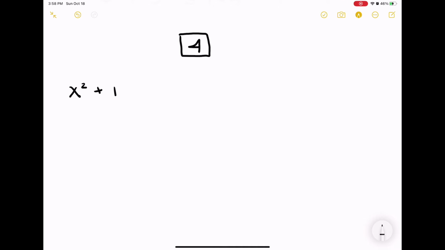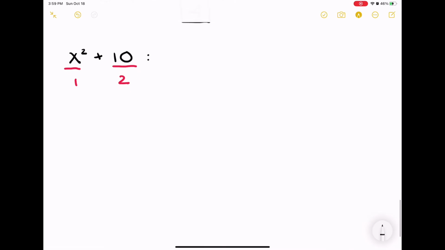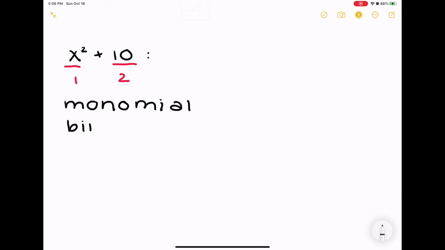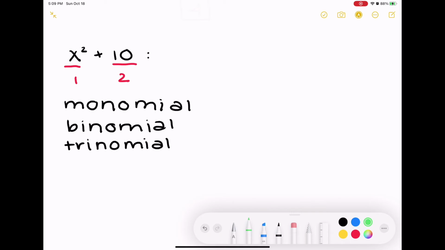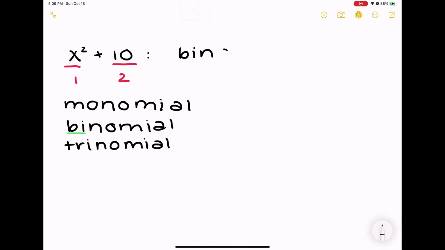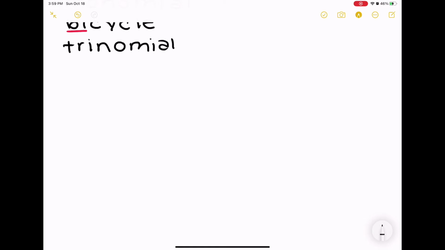Now, let's go ahead and do a practice problem. x squared plus 10. Is this a monomial, trinomial, or binomial? This has 2 terms. And if we write down, we have monomials, binomials, and trinomials. So we're going to try and classify. As you can see, the root is bi for binomial and bicycle, and there are 2 wheels on a bicycle. So this is a binomial.